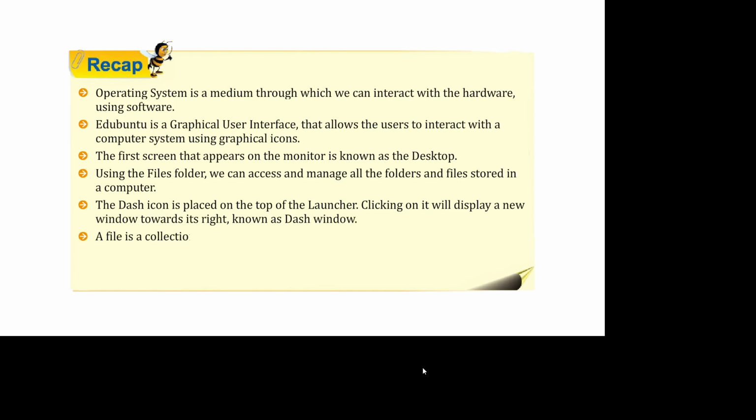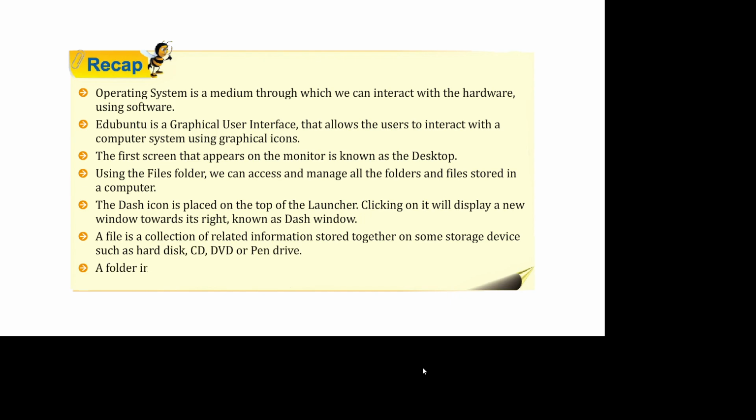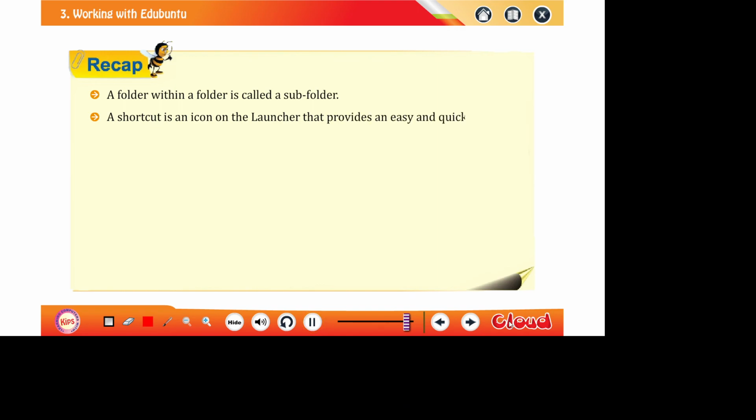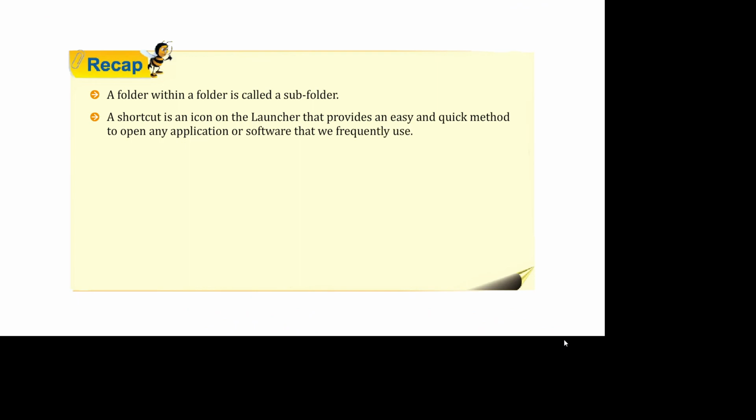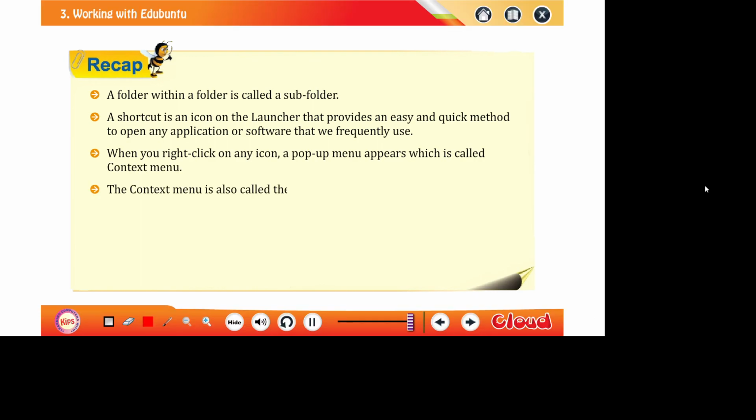A file is a collection of related information stored together on some storage device such as hard disk, CD, DVD or pen drive. A folder in a computer is like a cabinet where we keep relevant files. A folder within a folder is called a subfolder. A shortcut is an icon on the launcher that provides an easy and quick method to open any application or software that we frequently use. When you right-click on any icon, a pop-up menu appears which is called context menu. The context menu is also called the shortcut menu.